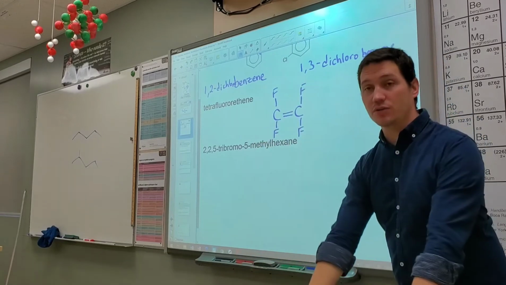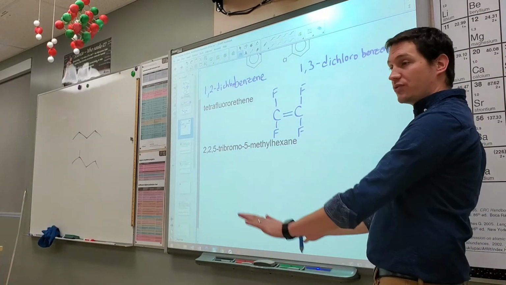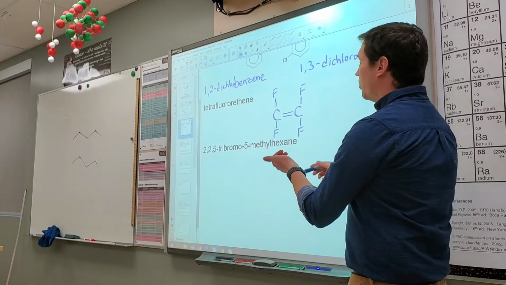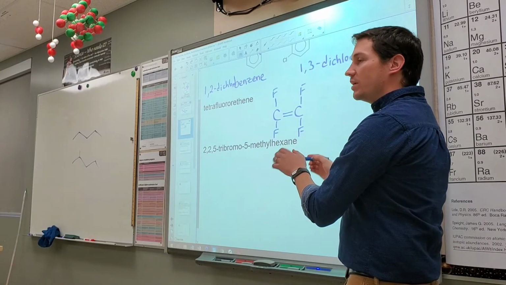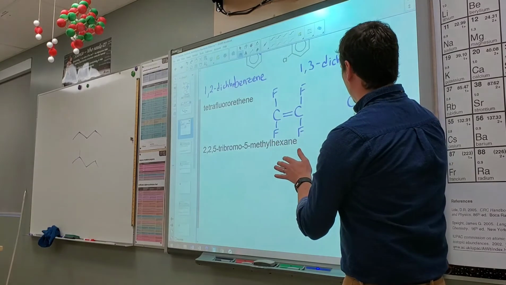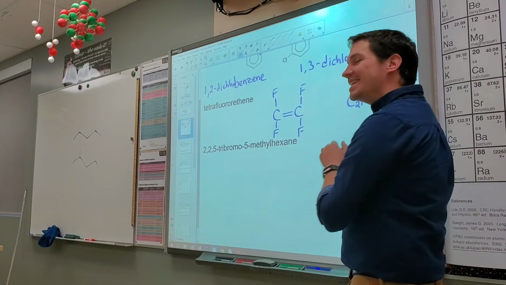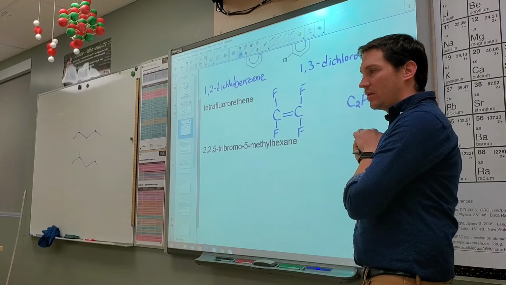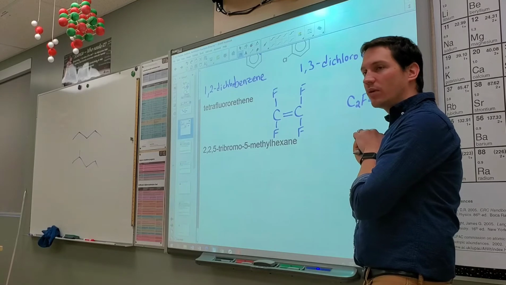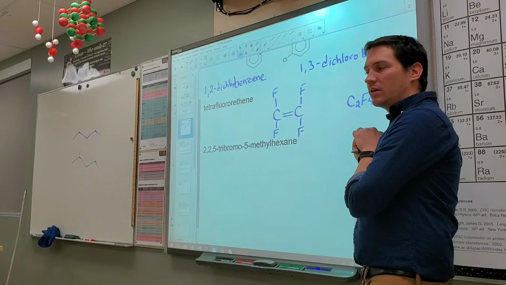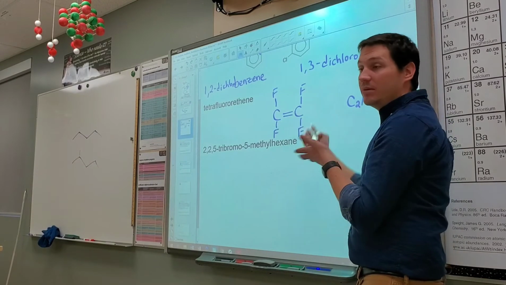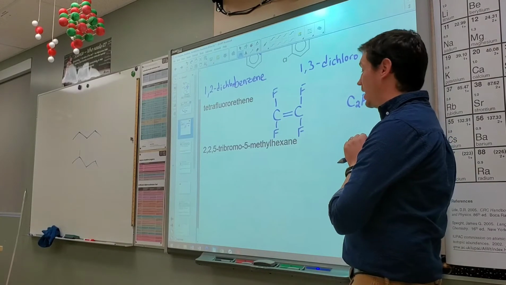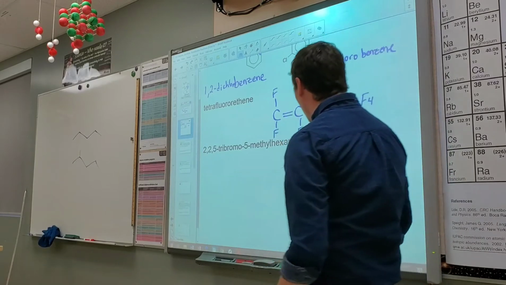That's weird. This is the condensed structural diagram, or this is just the structural diagram. But what is the chemical formula? C2F4. Is this still organic, even though it doesn't have any hydrogens? Yes. It is still organic, because it has a carbon-carbon bond, and anything that has a carbon-carbon bond is typically organic, right? It behaves organically. Okay.